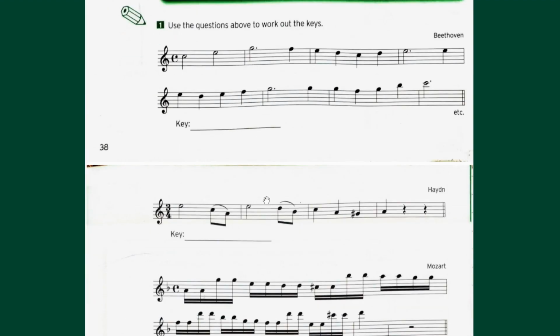Let's take a look at question 1. Here you need to find the key of the piece by looking at the key signature and the starting note. So you can see your first question has the key signature of C major, and it starts on a C and ends on a C. So it's obviously in the key of C major.